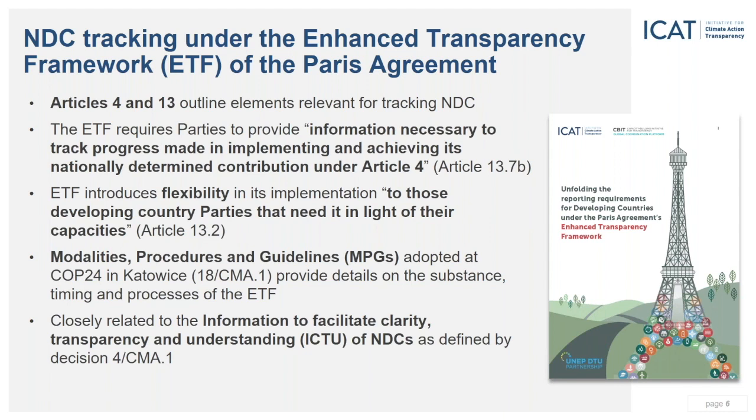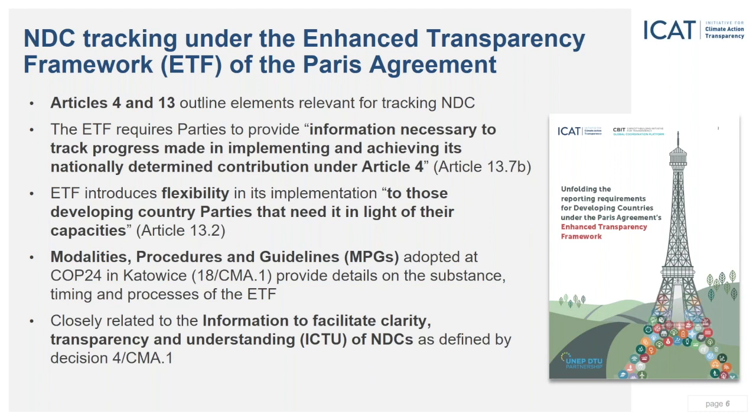Articles 4 and 13 are most relevant for NDC tracking. Article 4 defines the NDCs, and Article 13 defines the scope of the enhanced transparency framework. In the enhanced transparency framework there is now no more distinction between Annex 1 and non-Annex 1 countries, except for the flexibility that developing countries have in engaging on the enhanced transparency framework, flexibility that takes account of different levels of capacity across the globe.